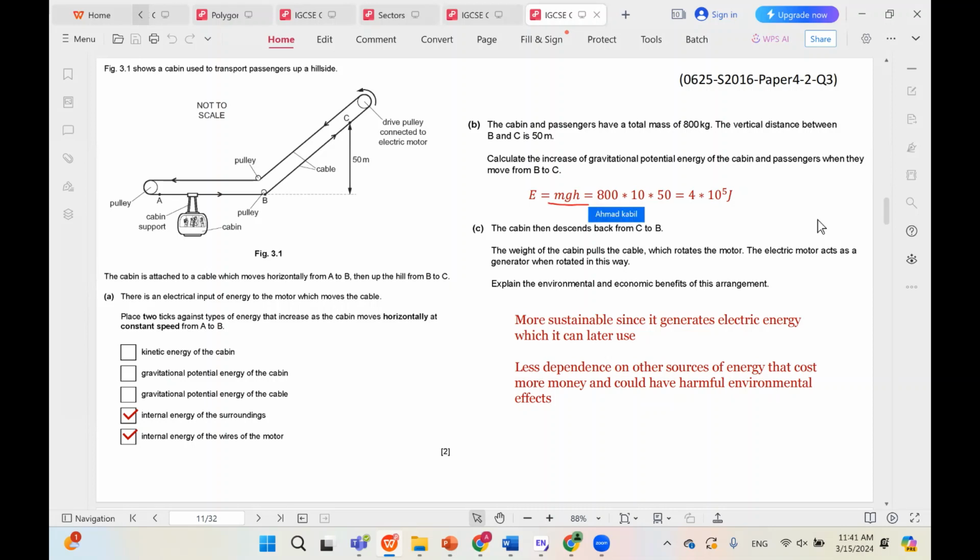We have the mass, which is 800. We have the g, of course, which is 10. And the height is 50. And we plug these in and we find the energy.